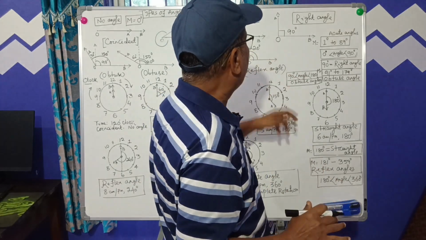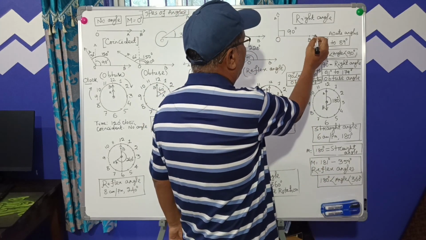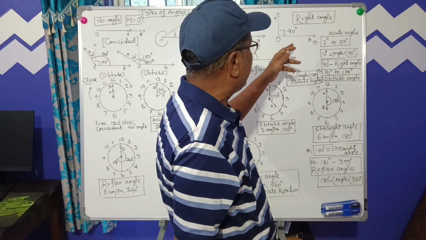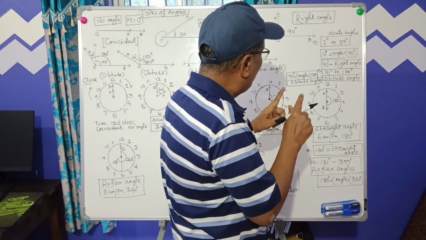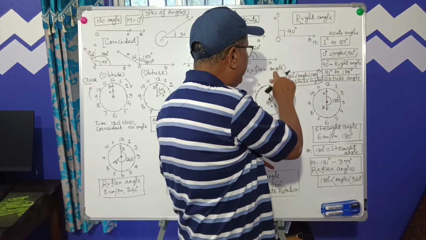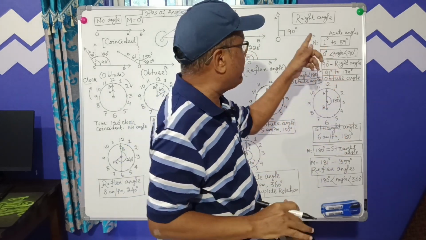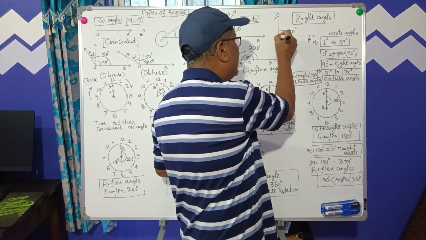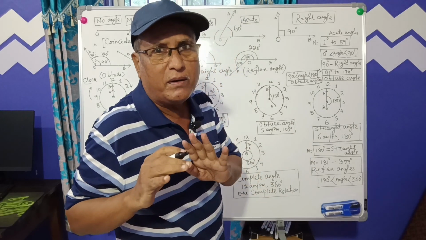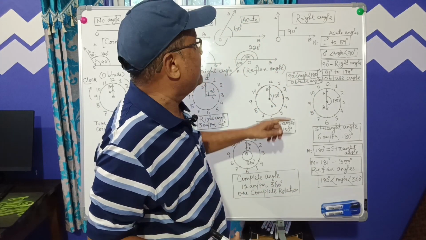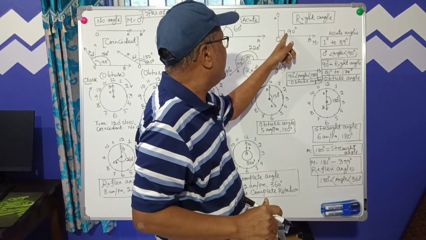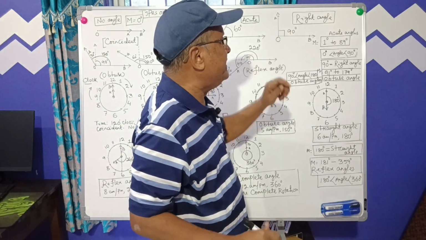Okay. Now come to the figure number 4. Now OA is a ray or an arm. OB is another arm. And both OA and OB are perpendicular to each other. Remember, perpendicular to each other at point O. O is the common vertex, or common endpoint, of both the rays. So at this point, the angle formed is 90 degree.